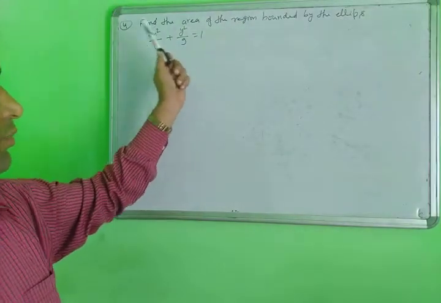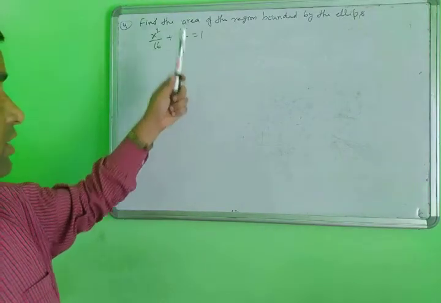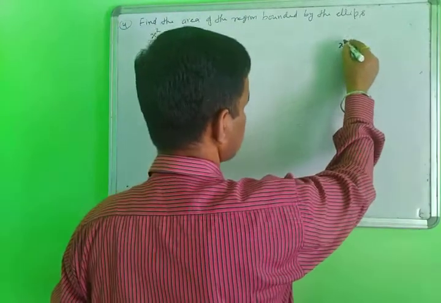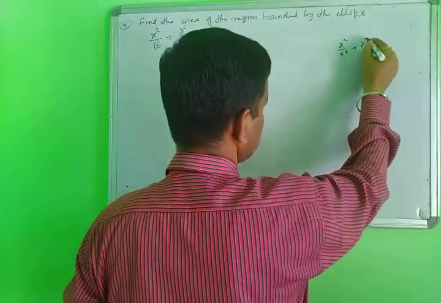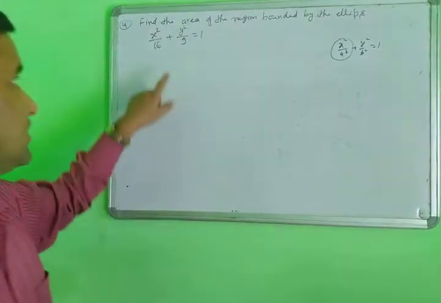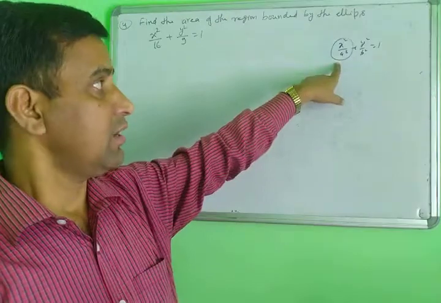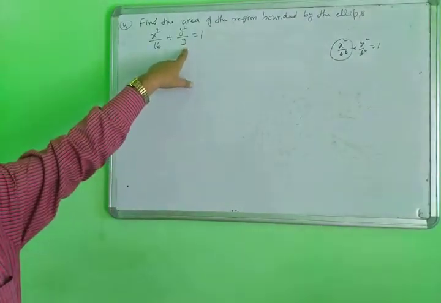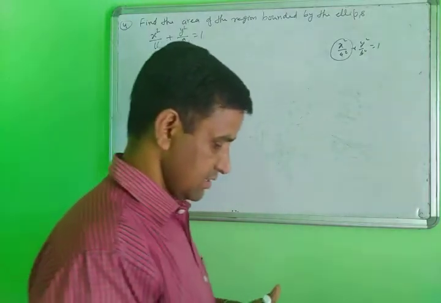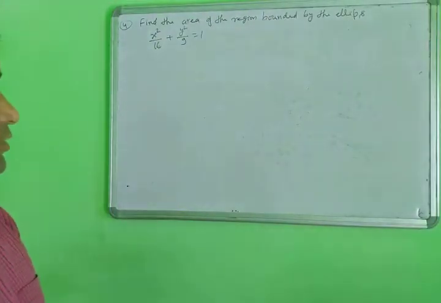This is the equation of the ellipse: x square upon 16 plus y square upon 9 equal to 1. This is the ellipse equation of the form x square upon a square plus y square upon b square equal to 1. Here the major axis is the x-axis, because the value 16 is greater. If the value under y were greater, the major axis would be the y-axis. First you will draw the diagram, then you solve the question.